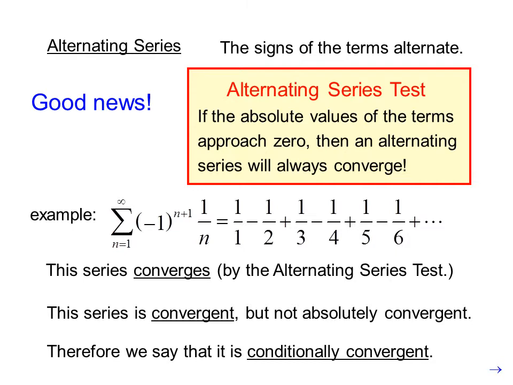By the way, we should recognize this series as an alternating harmonic series, and as we learned in a previous lecture, it converges very slowly to the natural log of 2.